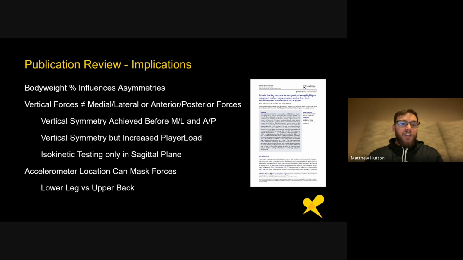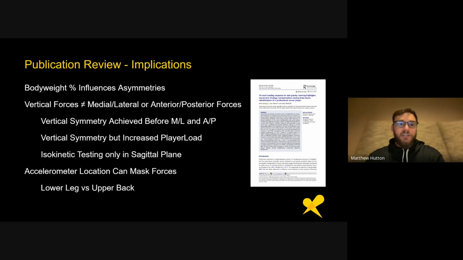Implications, the authors gave a few, but again, they were cautious to say, well, this was just a case study of one sample size, so don't take it for gold. But again, good publication and interesting things to consider as clinicians.